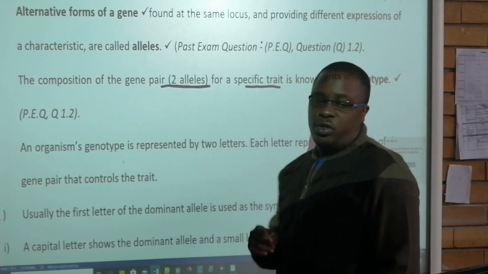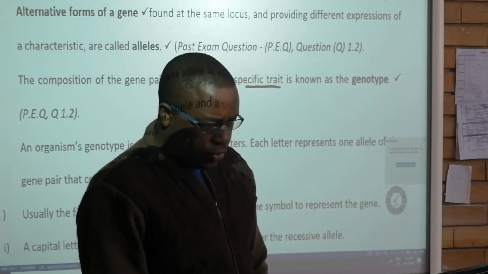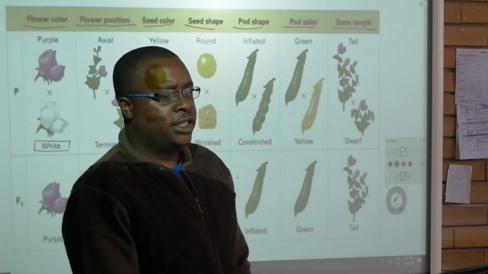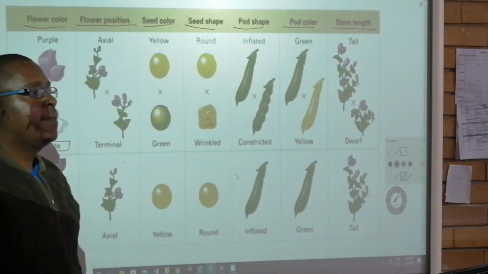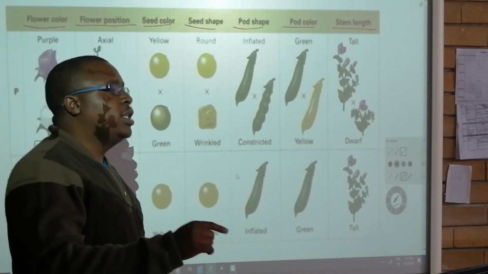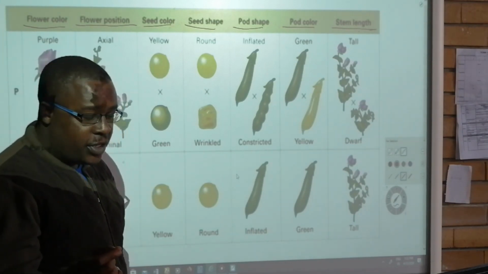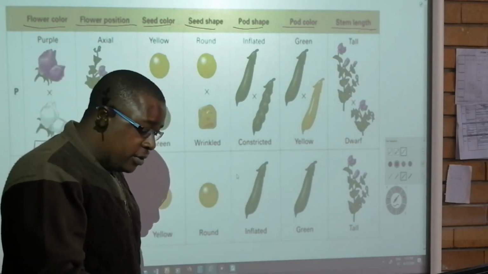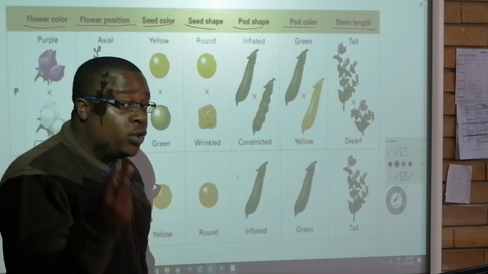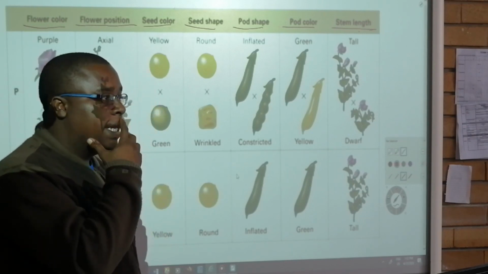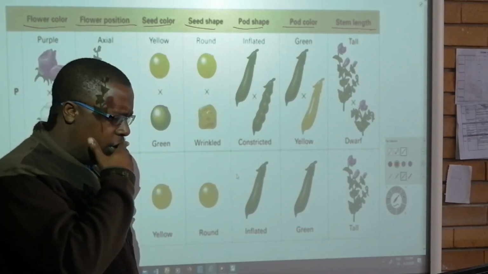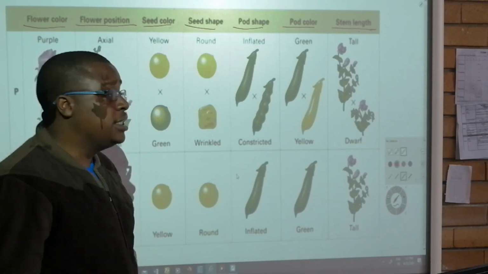Let's stop there before we rush. Let's go back to Mendel in this experiment. We have been told that a genotype is the composition of a gene pair, and we know that a gene pair consists of two alleles that are coding for a particular characteristic.